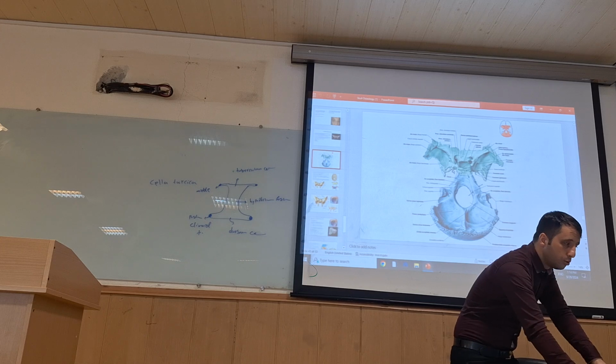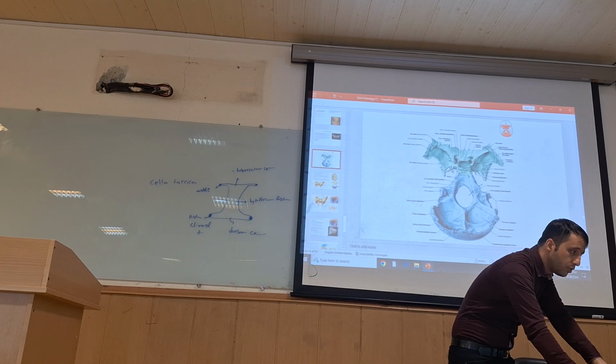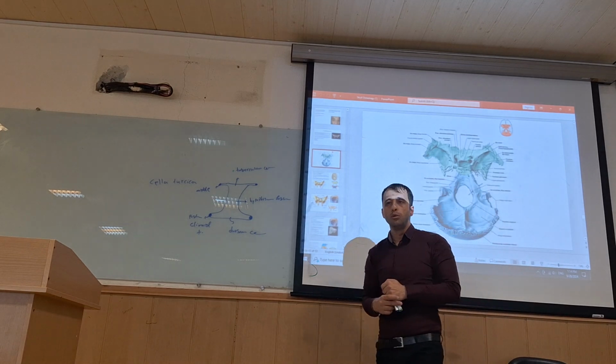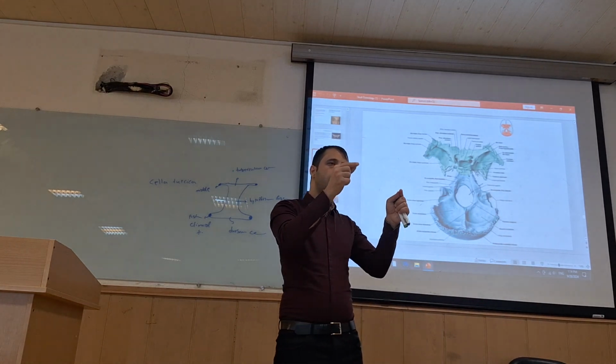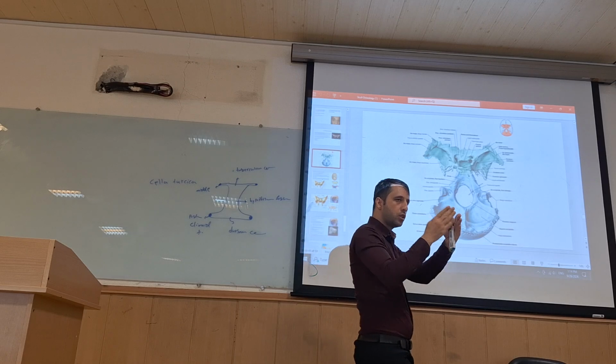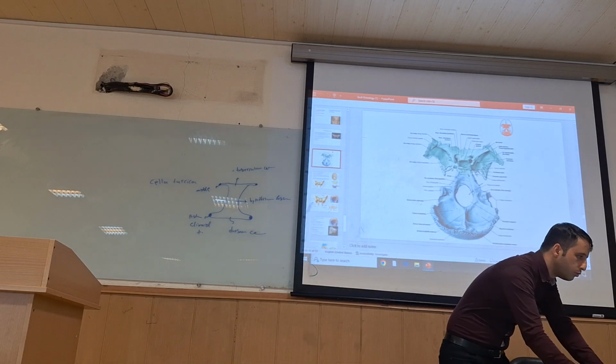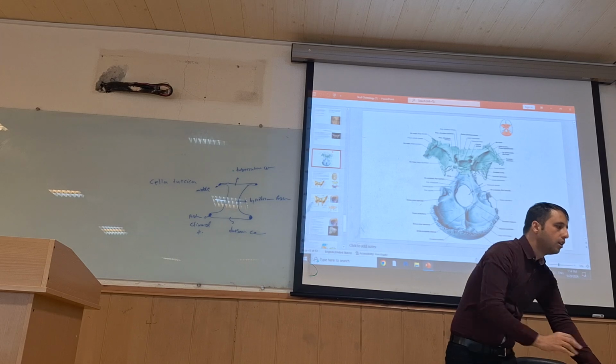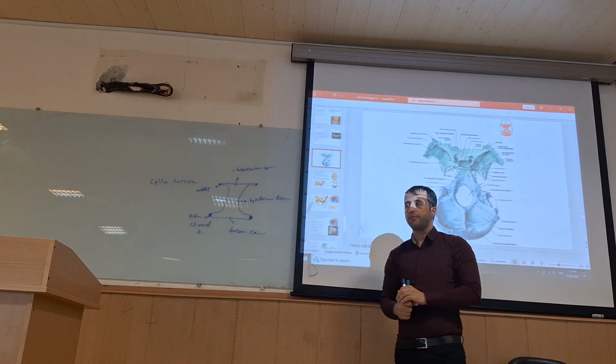Posterolateral of the carotid groove. Look at here, it is the carotid groove. Posterolateral at this area, we have the lingula. The lingula of the sphenoid is located posterolateral to the carotid groove. Here, here, and here. It is named the lingula of the sphenoid.